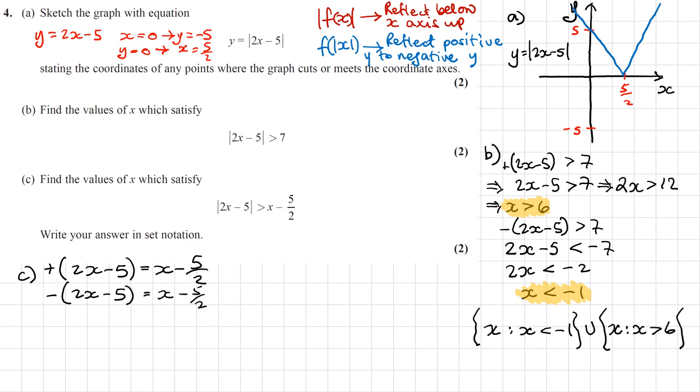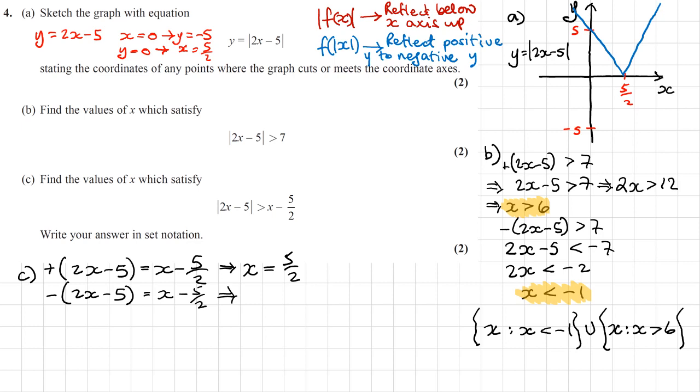So let's solve the first one. So that will be 2x, and let's take away x from both sides. So I'll have x, and then I'll add 5 to both sides. So that will be negative 5 over 2, which is like negative 2.5, and add 5. So I'll have x is equal to 5 over 2, or 2.5.